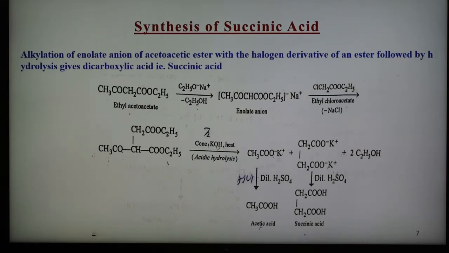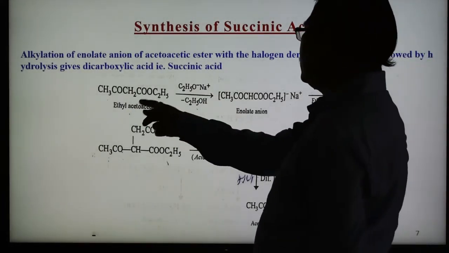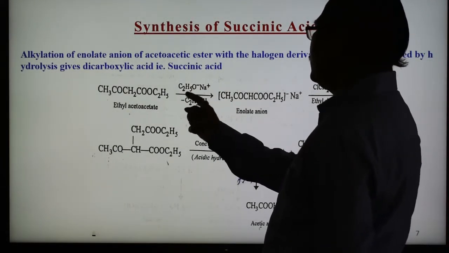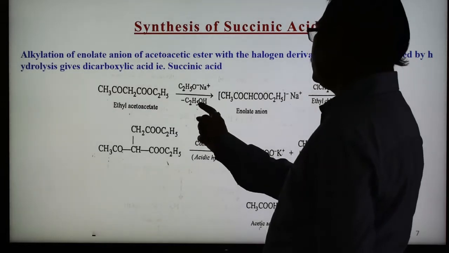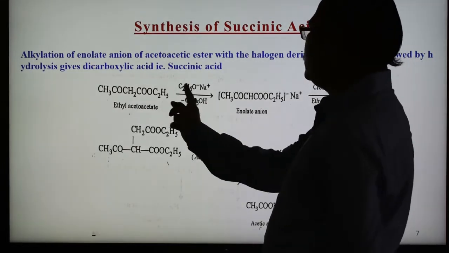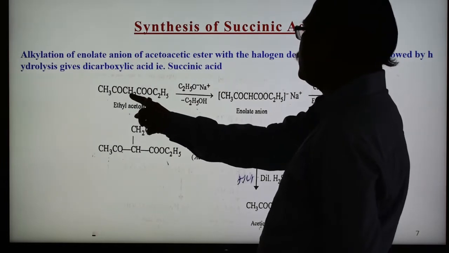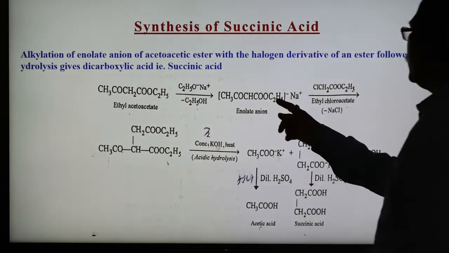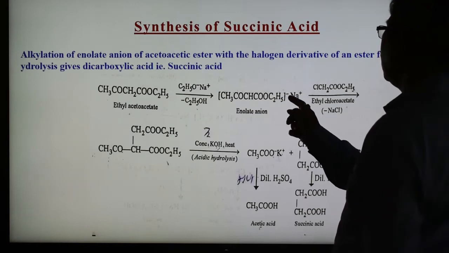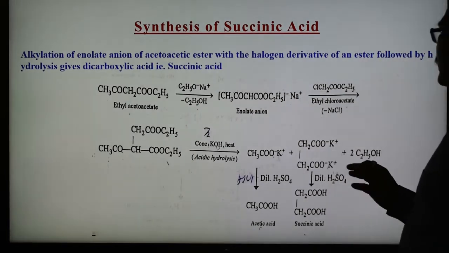of succinic acid. And succinic acid can be synthesized as shown here in the reaction, and in this case alkylation of the enolate anion of acetoacetic ester with the halogen derivative of ester followed by hydrolysis gives the dicarboxylic acid, that is known as succinic acid. So here ethyl acetoacetate again reacts with sodium ethoxide, and there is a loss of C2H5OH, and here this ethoxide abstracts H from the CH2 group, and C2H5OH is replaced, and we have CH here having negative charge, and this is the formation of the enolate anion.